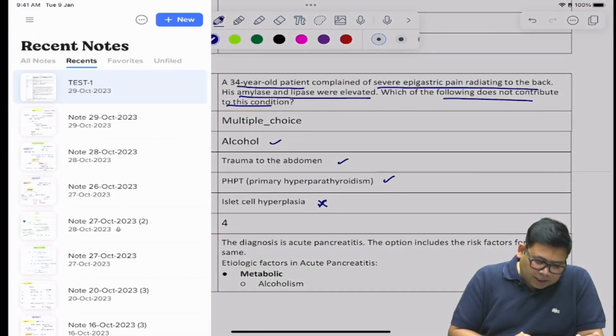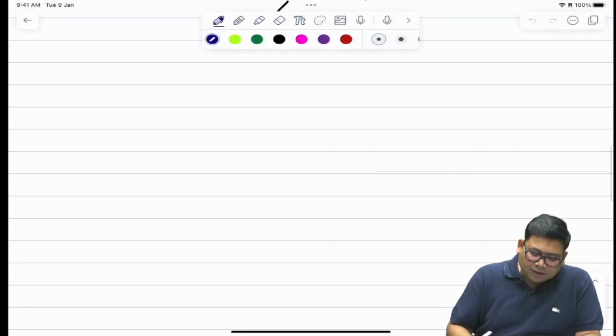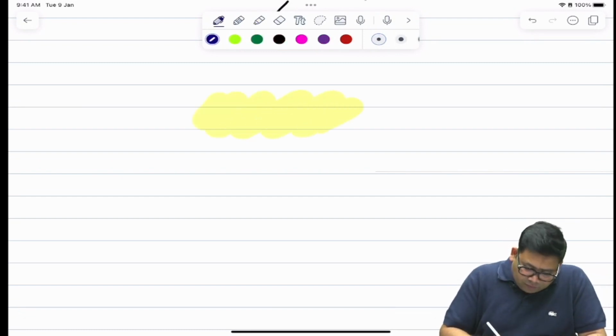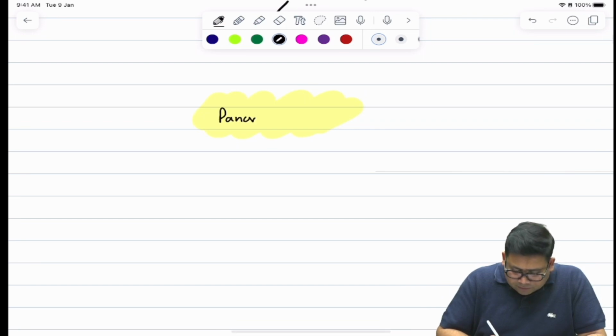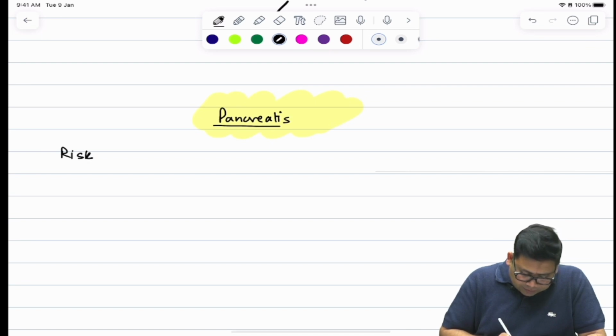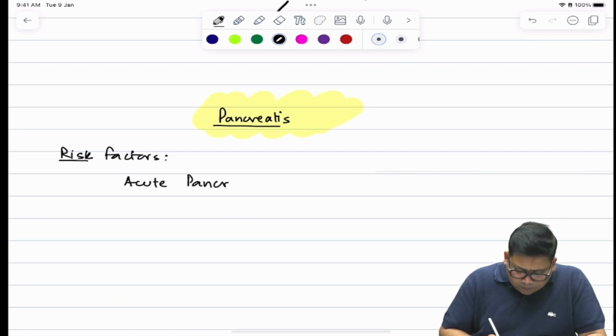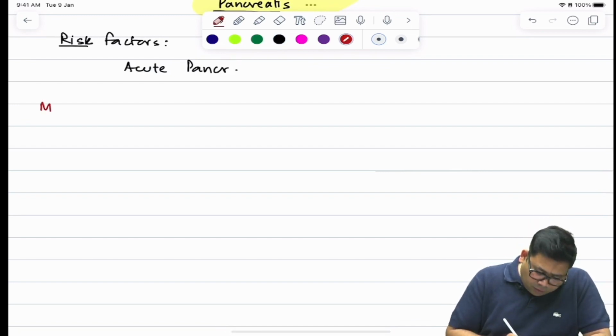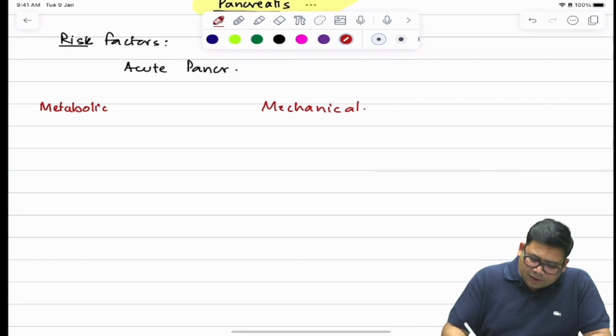So let us try to understand what the risk factors for pancreatitis are. Let us quickly see them also. They are very simple to understand. When we talk about pancreatitis, the risk factors for acute pancreatitis versus the risk factors for chronic pancreatitis. The risk factors for acute pancreatitis may be metabolic, mechanical, or the third category, others.